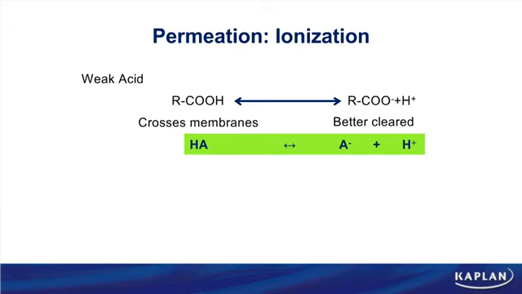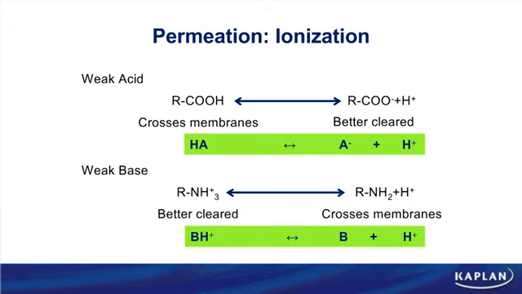You can do the same thing with a weak base. On the left side of the diagram, you could go with RNH3+, a positively charged base. That's the ionized form that's better cleared. Another way to write that would be to write BH+.